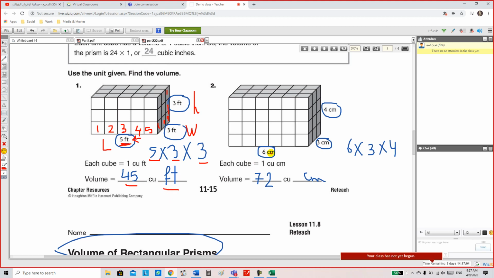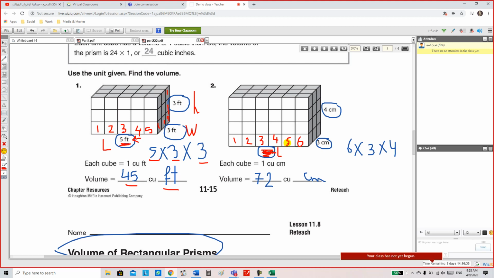The next one, we have 6 centimeters as length. You can use the number of cubes here because we have 1, 2, 3, 4, 5, 6. We have 6 cubes here, so we can write it 6 centimeters. So if we don't have this number, we can get it with the number of cubes.